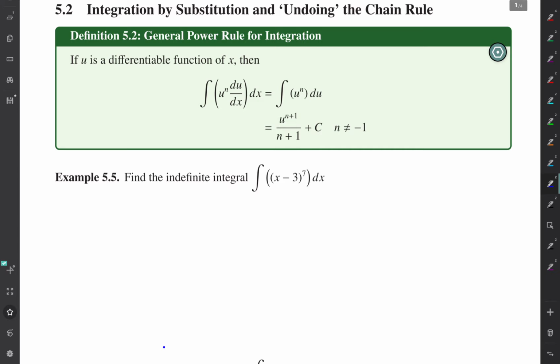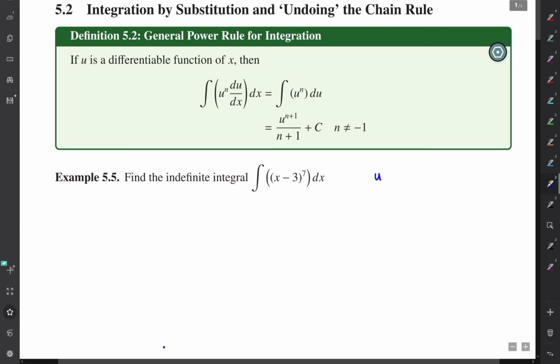And of course, we could FOIL this out, x minus 3 times itself 7 times, and then take the integral of that. But that would be a huge hassle. And so what we're going to do is a u-substitution. We're going to let u be x minus 3. And then if u equals x minus 3, then we can calculate that du dx is equal to 1.